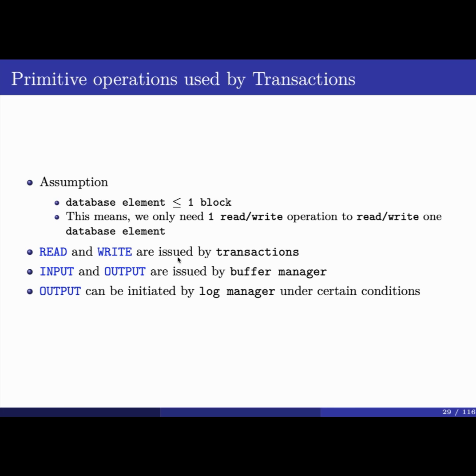Read and write operations are issued by the transaction. Who is going to read the data? The transaction. Who is going to update the data? The transaction. The input and output are issued by the buffer manager. The input takes the block from the disk and puts it in the main memory or the buffer. Then the output takes whatever you have in the buffer and stores it back in the disk.